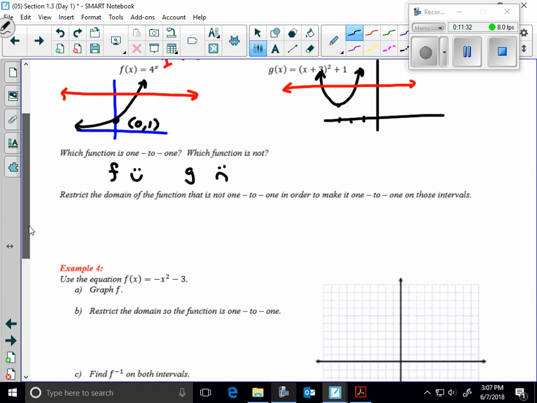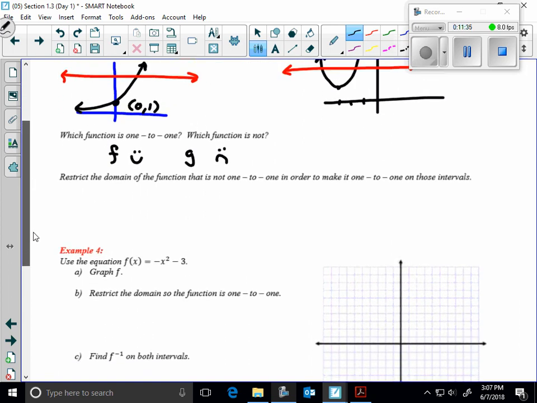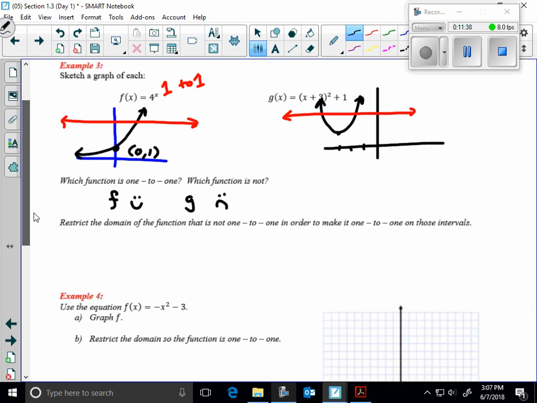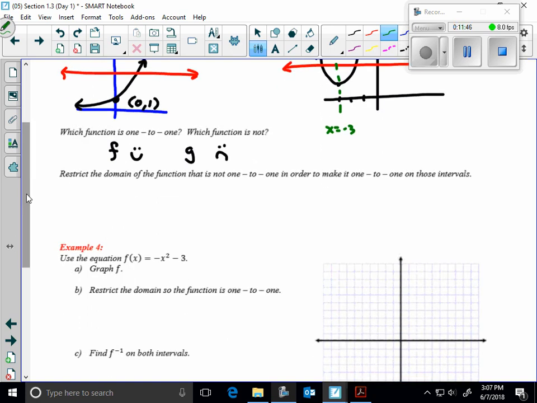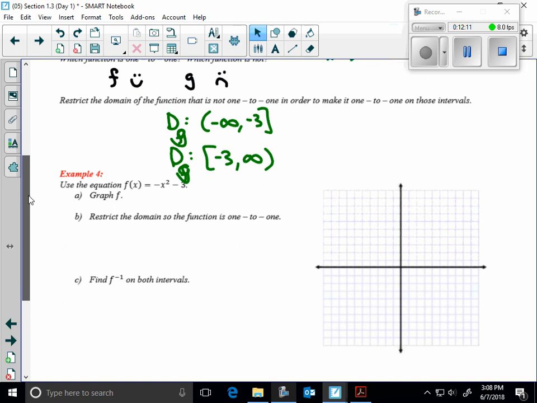Right? Restrict the domain of the function that is not in order to make it 1 to 1. So let's restrict the domain. And the spot where we're going to want to do that is we're going to want to cut it off right here. So that's where x equals -3. So we could restrict the domain to being either negative infinity to -3 inclusive, or we could restrict it, again, this is on G, yep, G, to -3 to infinity. Either way, then we would pass the horizontal line test, and our inverse would be a function.